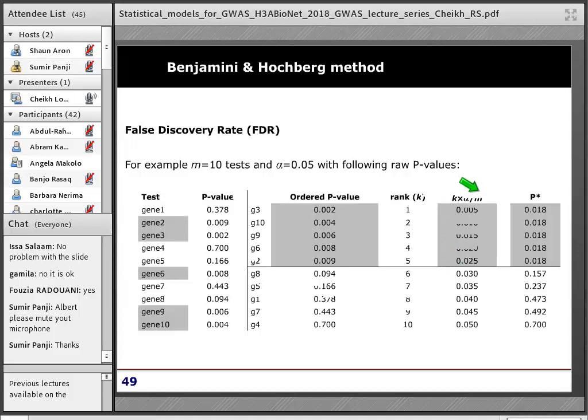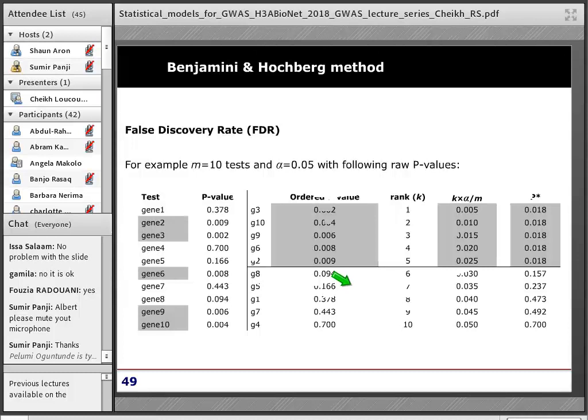And you can put the rank: first, second, third, 3, 4, 5, until 10. And this is the formula that I showed you in the slide before: the rank k times alpha, where alpha equals 0.05, divided by m, where m equals 10. So if you do it here, you are looking for the first time you have the p-value greater than the p-star, greater than k times alpha over m.